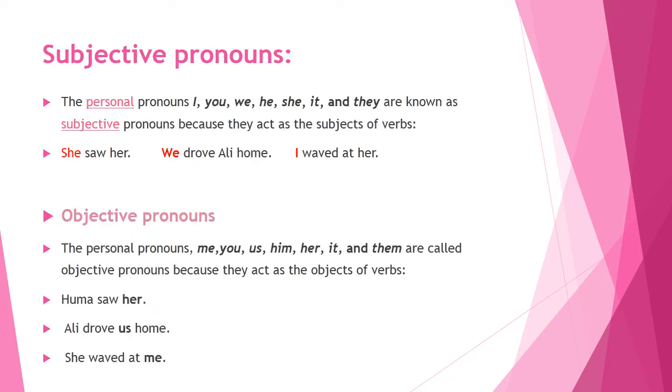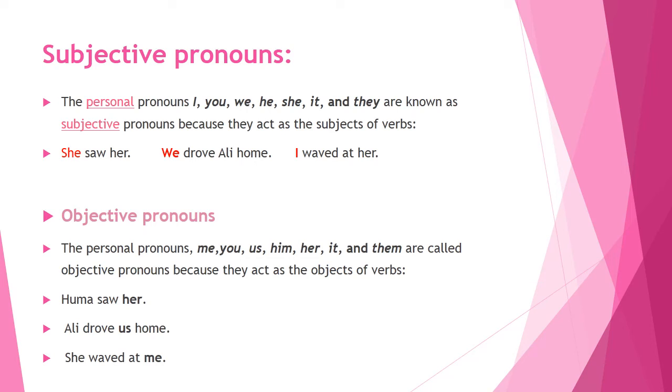Now, how pronouns are used in a subjective form. The personal pronouns I, you, we, he, she, it, and they are known as subjective pronouns because they act as the subjects of the verbs. She saw her. We drove Ali home. I waved at her. In these examples, she, we, and I are subjective pronouns because they are used in a subjective form in place of the subject.